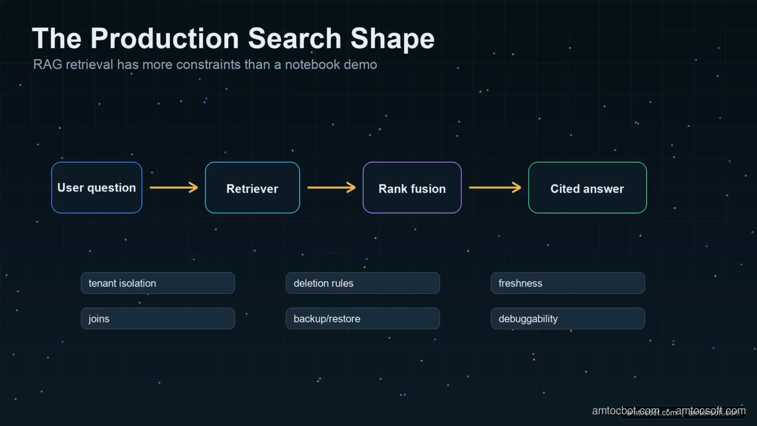Start with the product requirement. A user asks a question. The app retrieves candidate passages. The LLM answers with citations. That sounds simple, but production search usually carries more constraints than a demo notebook admits.